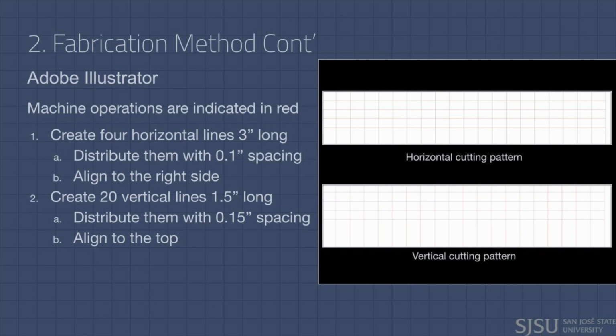For the first one, we created a horizontal cutting pattern, which is 3-inch long lines in red, distributed at 0.1 inch spacing and aligned to the left side or right side. And then from that, we created 20 vertical lines to cut each piece through, which are 1.5 inches long with distributed spacing of 0.15 inches going to the top.